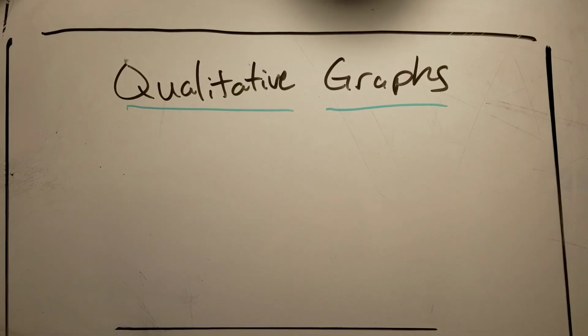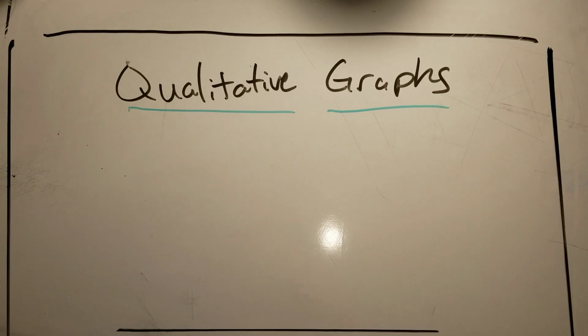So this video is going to be for the qualitative graphs. Mainly, if you were out on Friday, these will be the notes that you missed from class. And to go along with this, there's a copy of the notes. It's titled Sketching a Qualitative Graph, and it's the student copy.